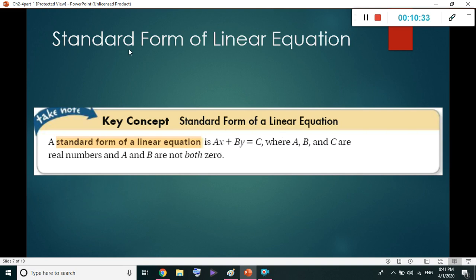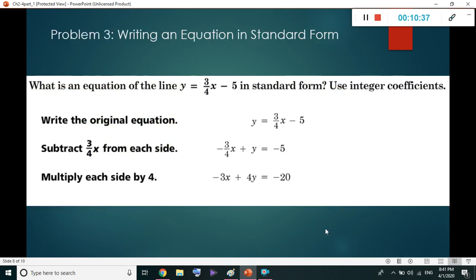Okay, so this is the standard form of the linear equation. Let's go to the first problem we have, writing an equation in standard form. What is the equation of the line, this equation in standard form? Use integer coefficients. Okay, so we have this. Do you remember this? What form? It's the slope intercept form, y equals mx plus b. So we're going to change this into the standard form.